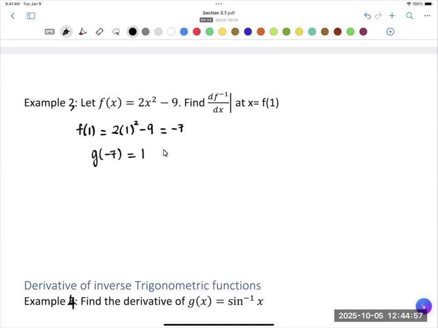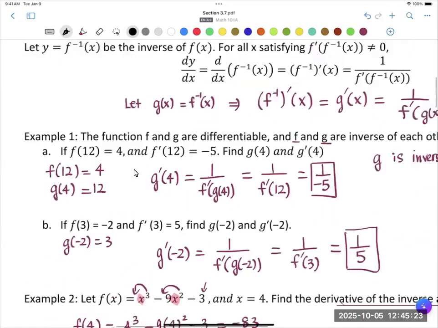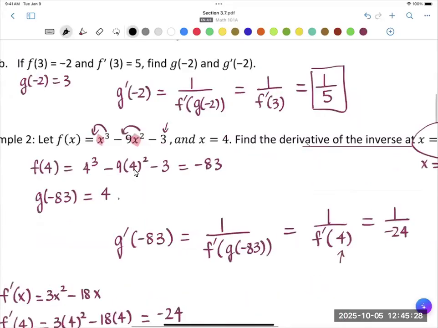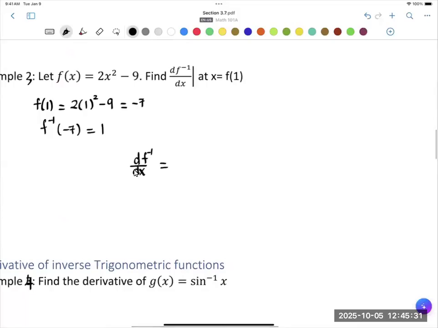But if you want to use the inverse notation, you are more than welcome to do that. You can say f inverse of negative 7 is 1, because the inverse function is just interchanging between x and y. So let's use this one so you can see that either way it will work. So we have f inverse of negative 7 is 1. Now we want to find the derivative of f inverse. Going back to the formula, it is 1 over f prime of f inverse of x.